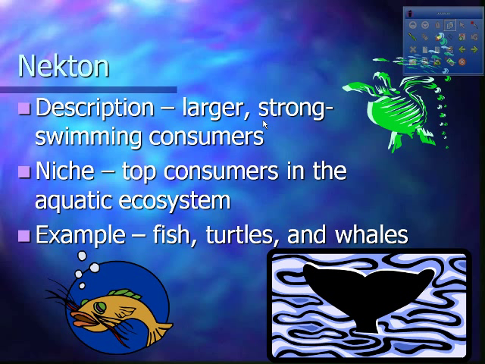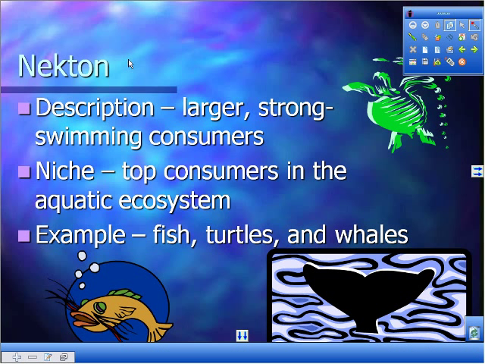Okay. So the nekton are the bigger critters. These are critters that swim against a current. These are the top animals in the environment. So the whales, the fish, the turtles, the dolphins, all that kind of stuff. Go ahead and write that down. They're the ones that eat the plankton. They're the ones that swim around in the water column. So what you also hear a lot for the nekton is a pelagic animal.